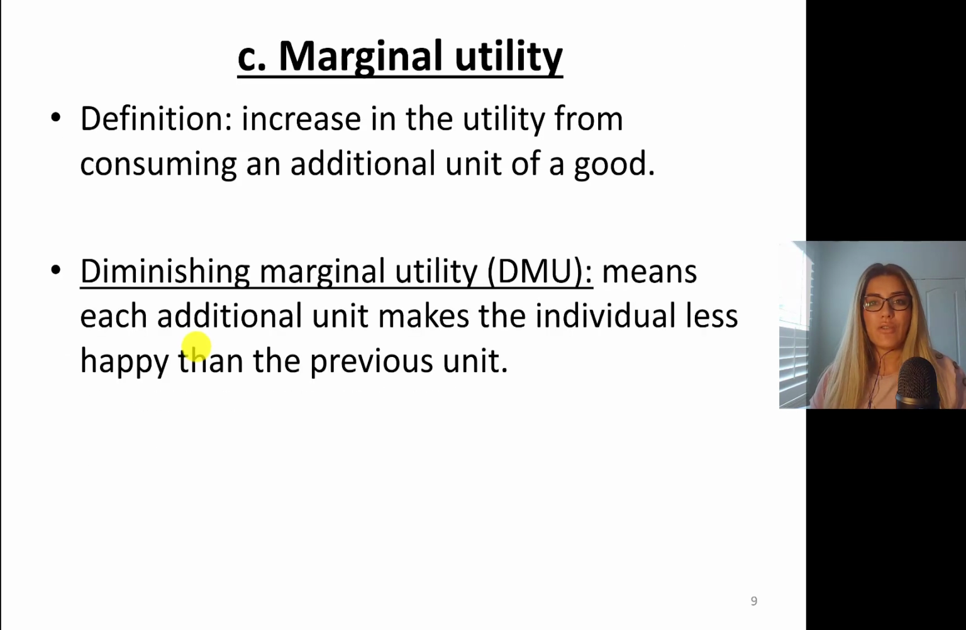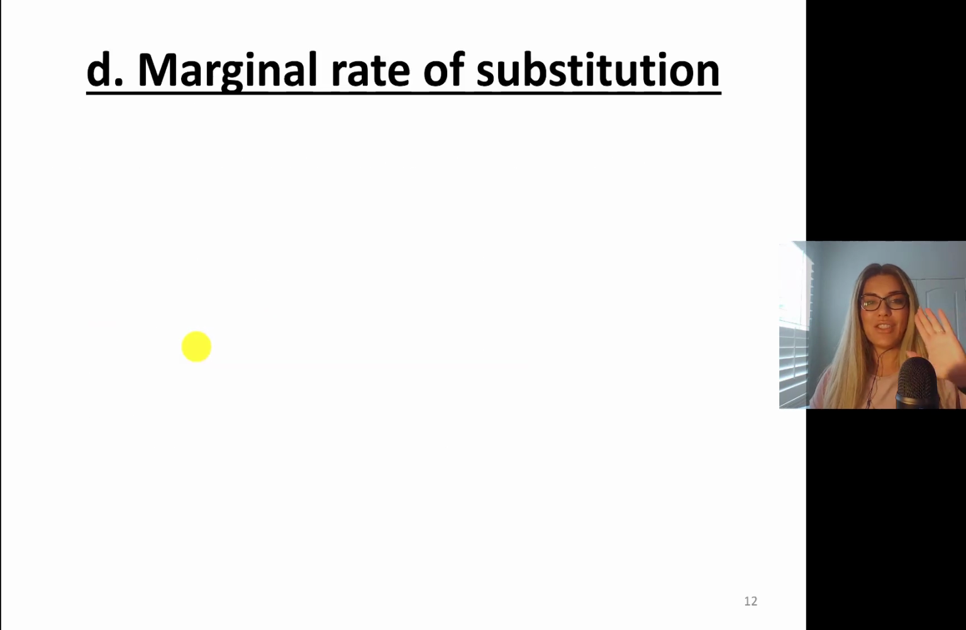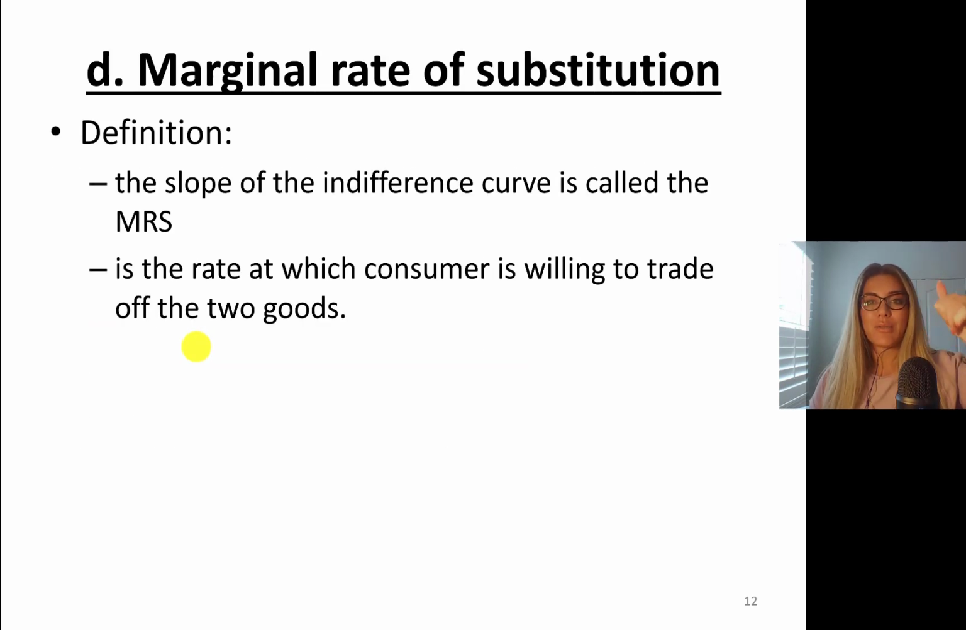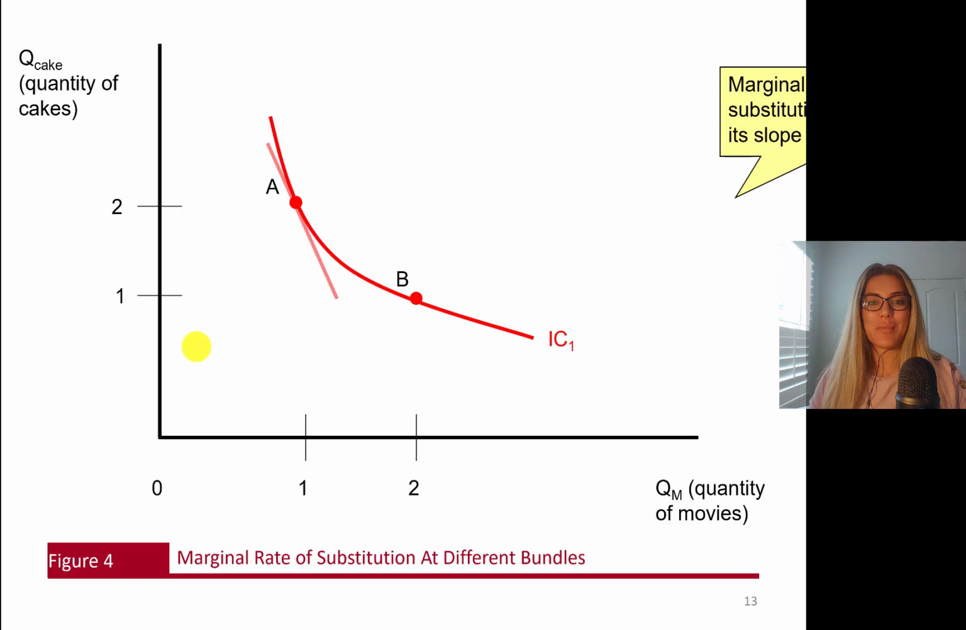So we talked about marginal utility. You have to watch parts 1, 2, and 3 to catch up. I'm just giving you a quick glimpse of what we did. We talked about marginal rate of substitution, which is the slope of the indifference curve.